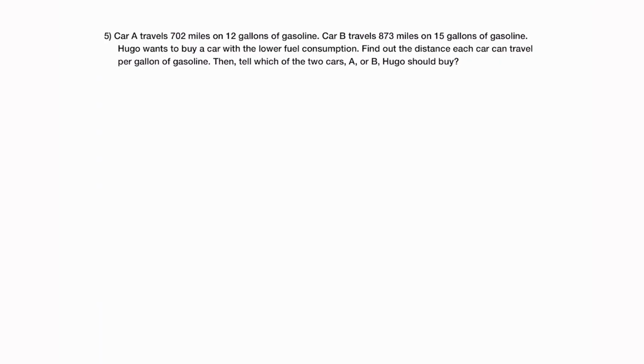Car A travels 702 miles on 12 gallons of gasoline. So we have car A that travels 702 miles on 12 gallons of gasoline. Car B travels 873 miles on 15 gallons of gasoline. That's car B, 873 miles on 15 gallons of gasoline. Hugo wants to buy a car with a lower fuel consumption. Find out the distance each car can travel per gallon of gasoline. So that's what we have to find. Okay? Then tell which of the two cars, A or B, Hugo should buy.